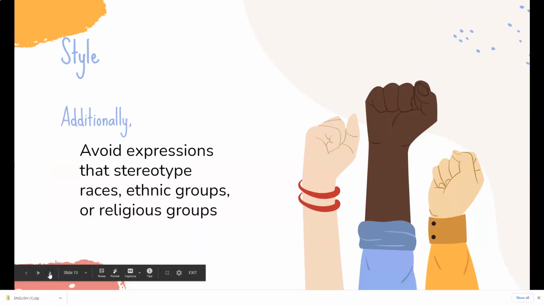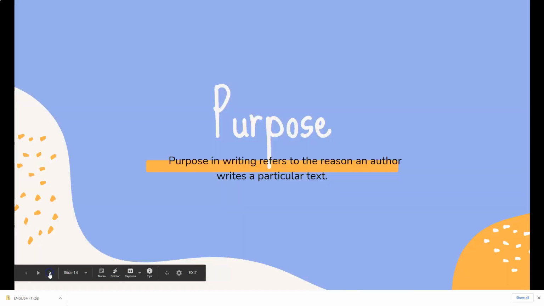And a little bit more about style. We want to avoid expressions that stereotype races, ethnic groups, or religious groups. And if you're ever in doubt about a term, please ask me and I can let you know if it's potentially a term that you should not be using and help you find a better term to use.